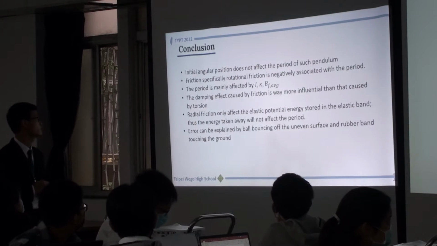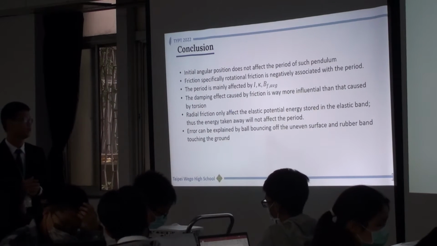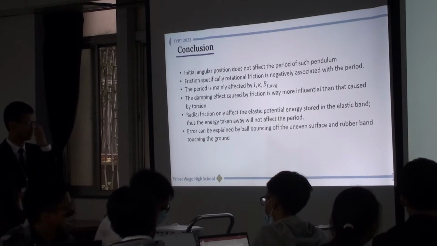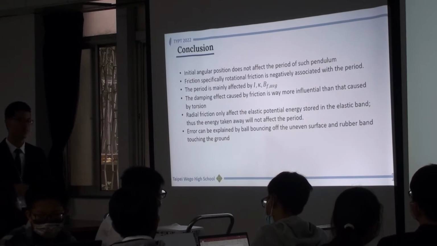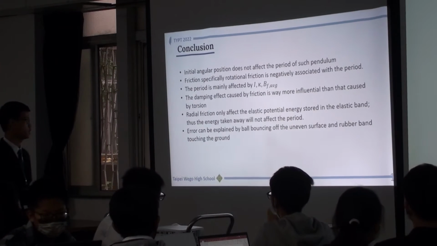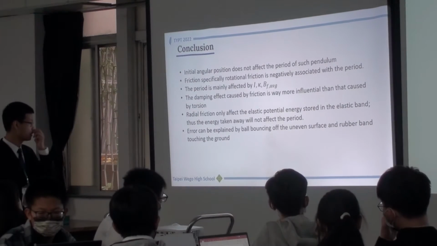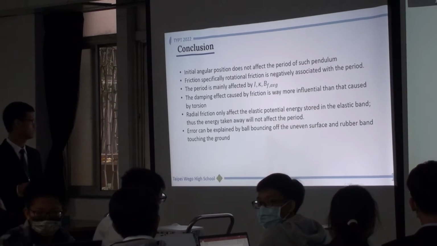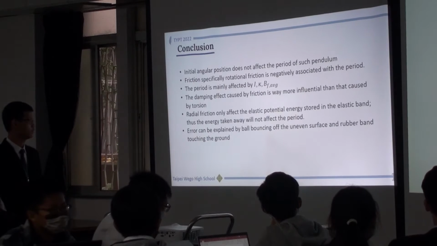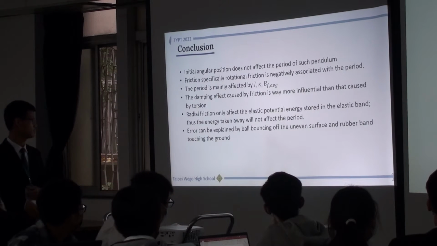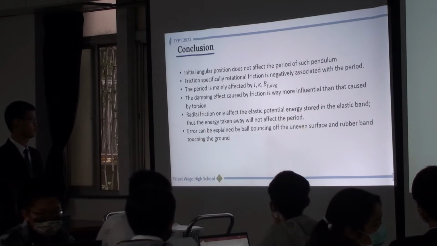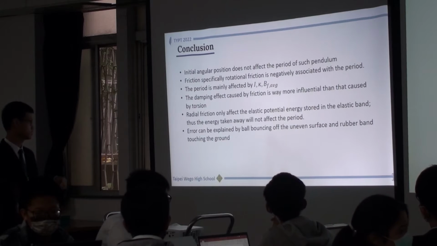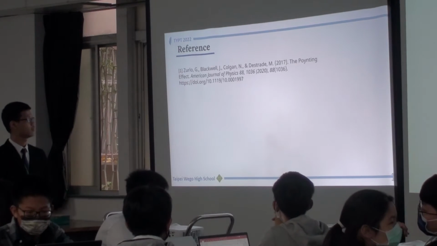So for a conclusion, we know that the initial angular position does not affect the period of such a pendulum, and friction, specifically rotational friction, is negatively associated with the period. The period is mainly affected by the rotational inertia, the kappa value, and the average damping coefficient. The damping effect caused by the friction is way more influential than that caused by the torsion. The radial friction only affects the elastic potential energy stored in the elastic band, thus the energy taken away will not affect the period. And the error can be explained by the ball bouncing on the uneven surface and the rubber band touching the ground, creating friction. And that's the end of my presentation. Thank you.